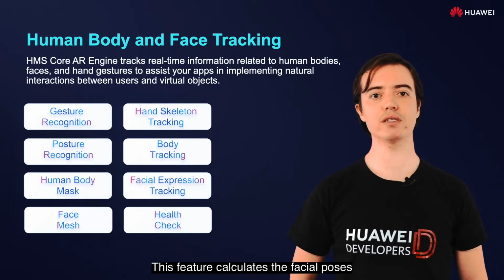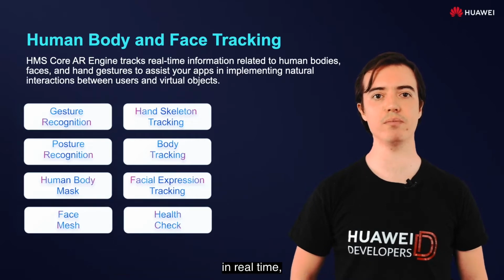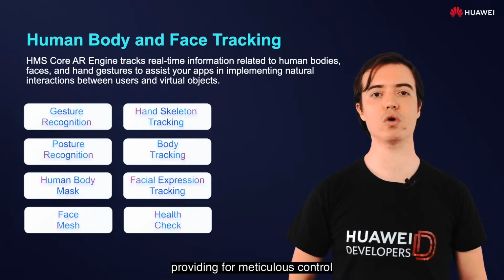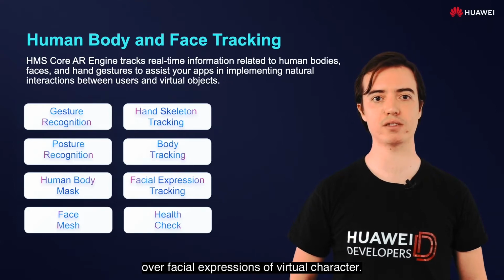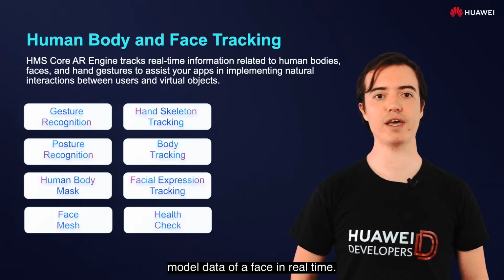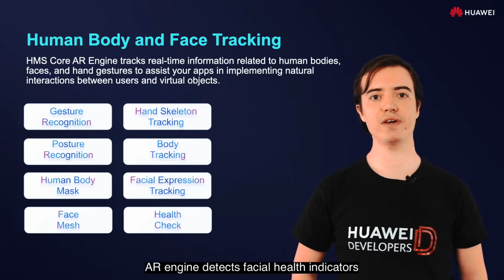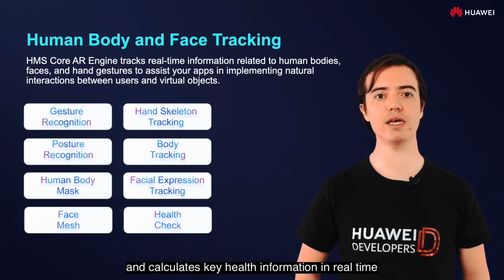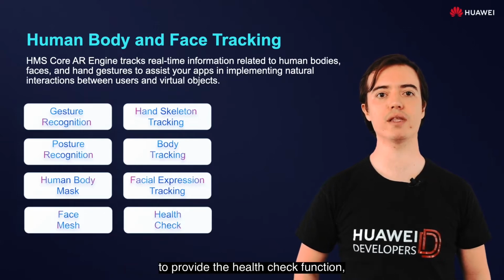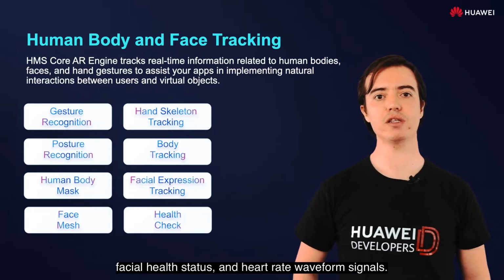Facial expression tracking. This feature calculates the facial poses and the parameter values corresponding to expressions in real time, providing meticulous control over facial expressions of virtual character. Face mesh. This feature calculates the pose and mesh model data of a face in real time. The mesh model data changes to account for facial movements. Health check. AR Engine detects facial health indicators and calculates key health information in real time to provide the health check function, including the heart rate, respiratory rate, facial health status, and heart rate waveform signals.